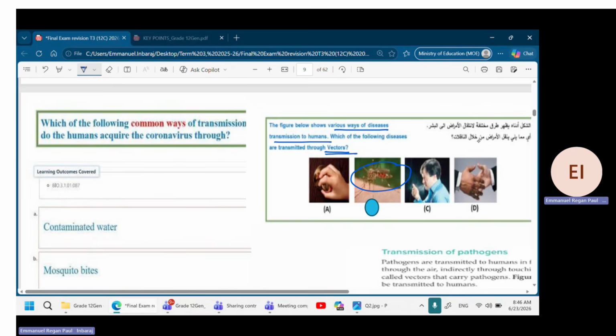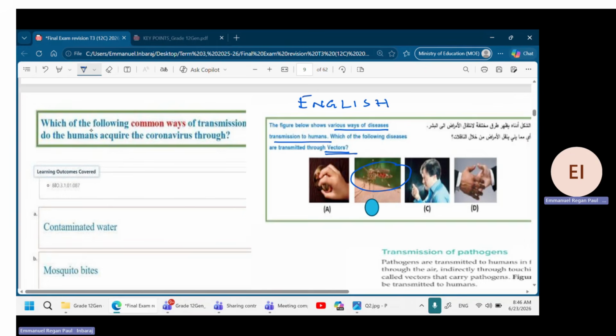Boys, don't read Arabic, because your exam will only be in English. Don't forget, it will be only in English. You will not have translation. So you should know to read the keywords and then answer. See, transmitted through vector. Okay.